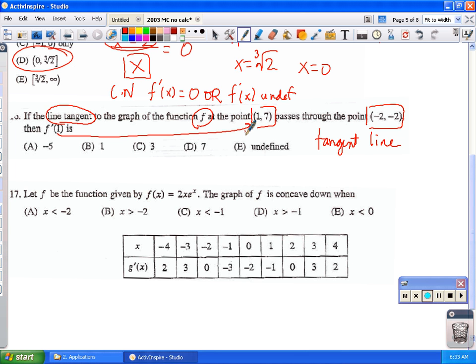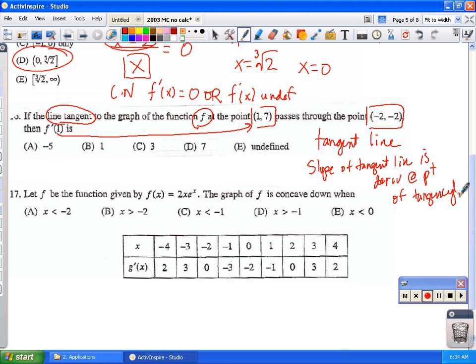Well, the definition of a tangent line, or not the tangent line, but the slope of my tangent line is the derivative at the point of tangency. That's exactly what a derivative is. It's the slope of the tangent line at a point. So if I can find the slope of this tangent line, then I'll know the derivative at 1.